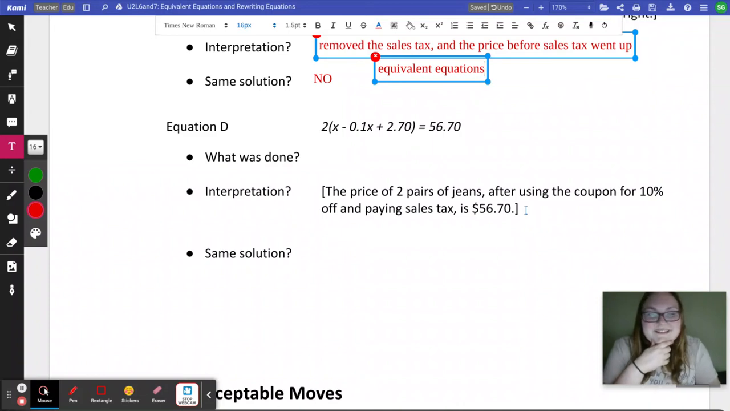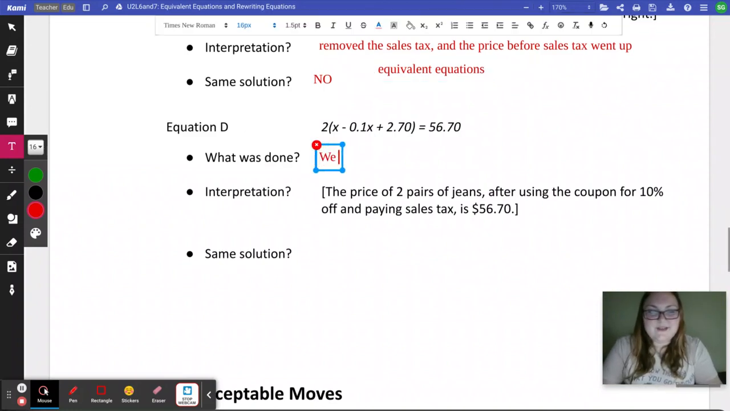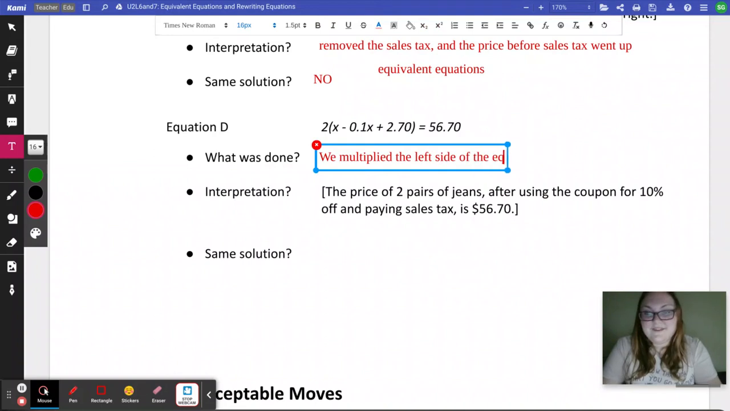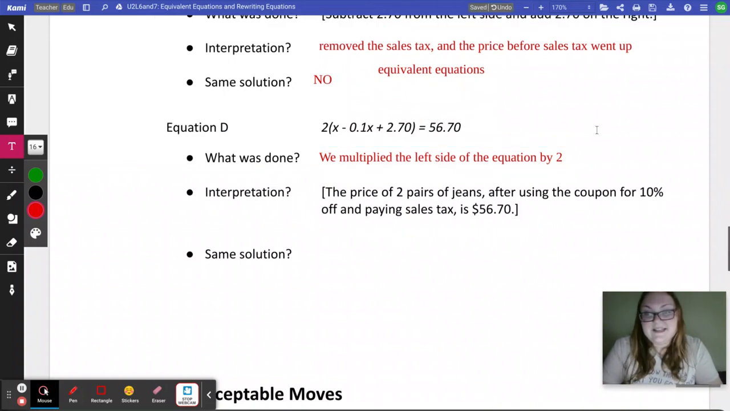For this last one here, when you look at what math was done, we multiplied one side of the equation by 2. So we could say we multiplied the left side of the equation by 2. Everything on that left side was multiplied by 2. That 56.70 there stayed the same.